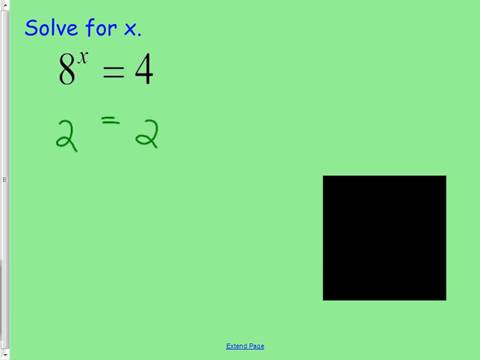Would you agree that I have not kept the problem the same? So this isn't legal. I can't do that. If I'm going to substitute something in for the 4, it has to equal 4. That's the rule in math. You can't take out 1/2 and put in 1/3. They're not the same thing. But if I'm going to take the 4 out and put in a 2, I can put in a 2 squared, and that's equal to 4.